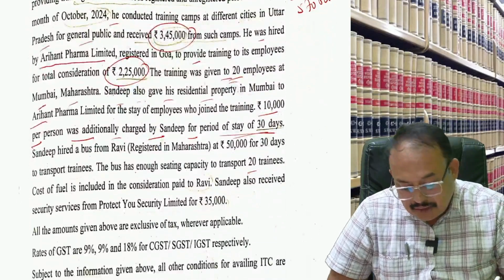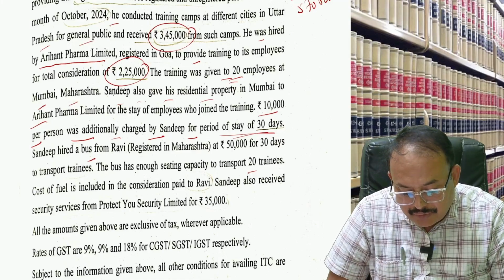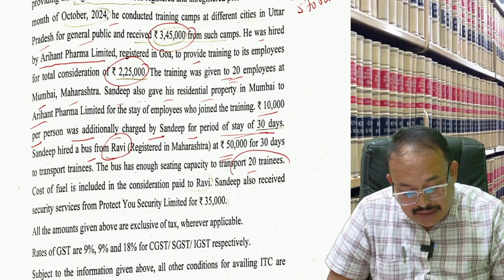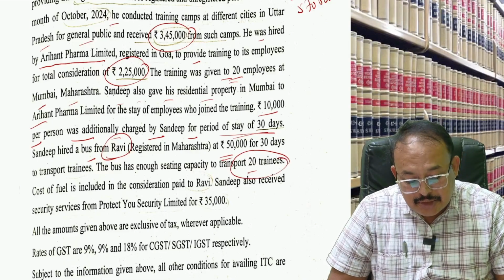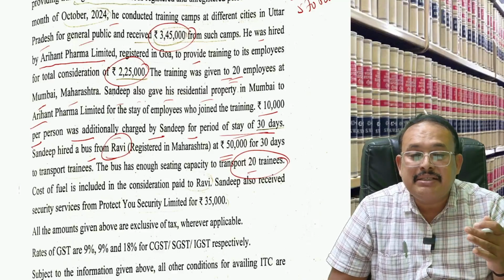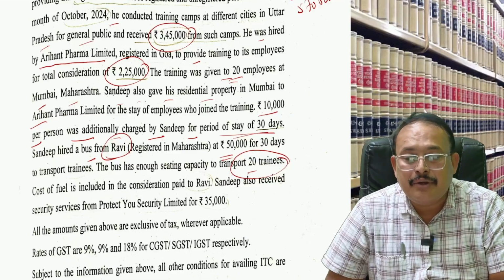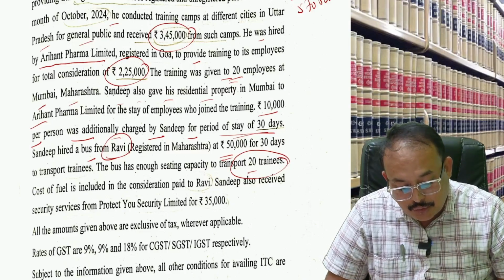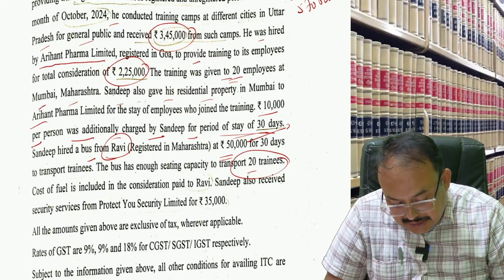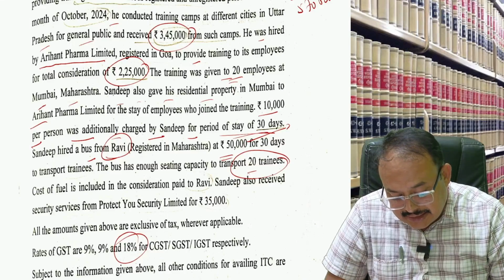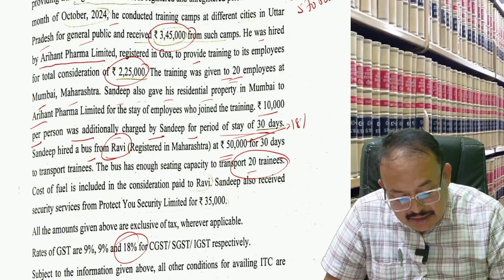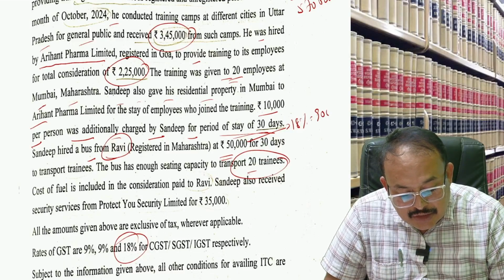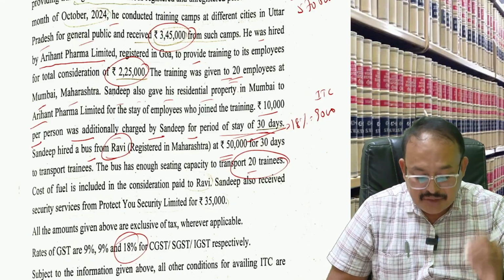Further, Sandeep hired a bus from Ravi for rupees 50,000. Seating capacity is 20, that means more than 13. This is an inward supply of renting of a bus for 30 days, which qualifies for input tax credit in the hands of Sandeep. On rupees 50,000, the GST rate given here is 18%. 18% GST on rupees 50,000 is equal to 9,000. 9,000 is qualified for input tax credit in the hands of Sandeep.